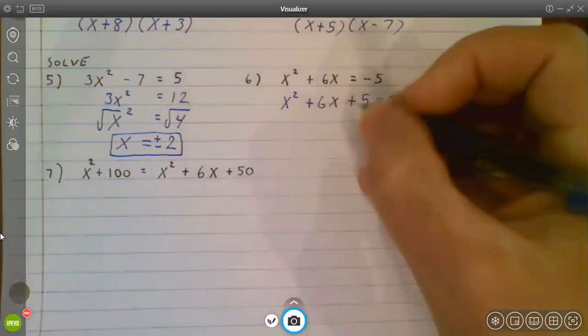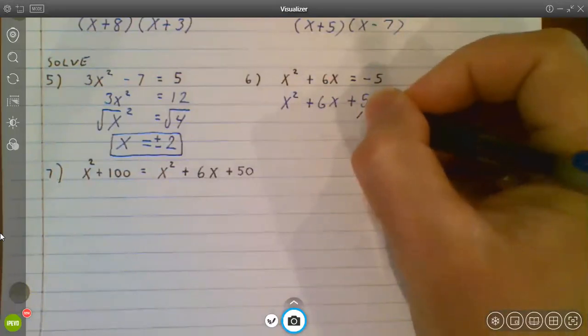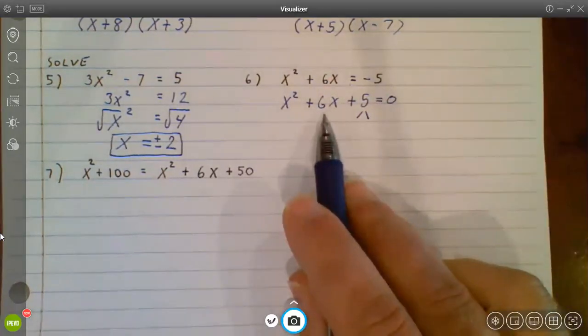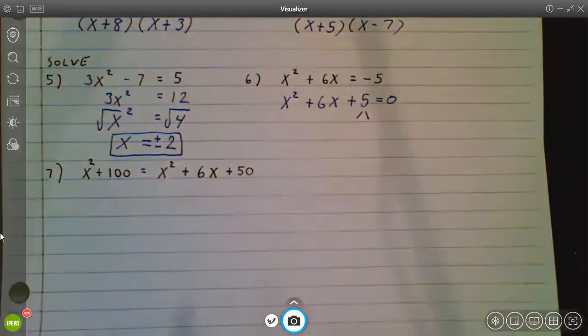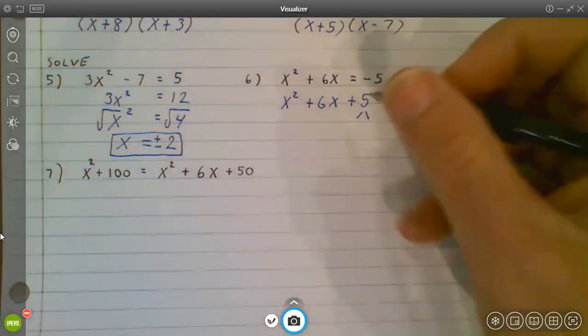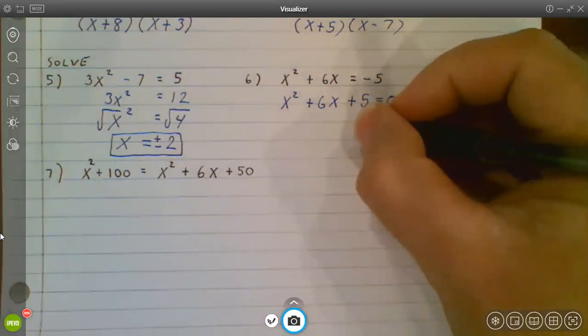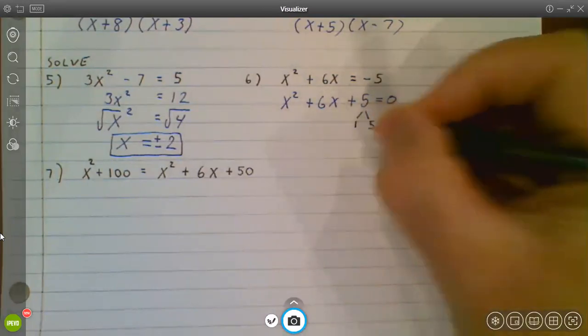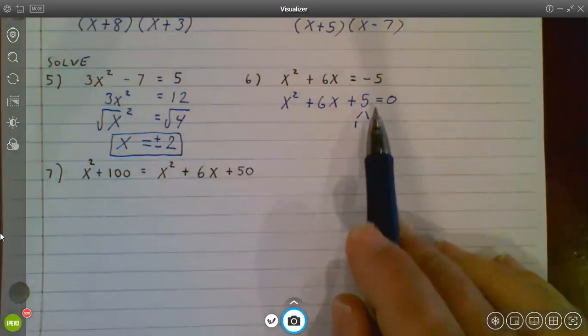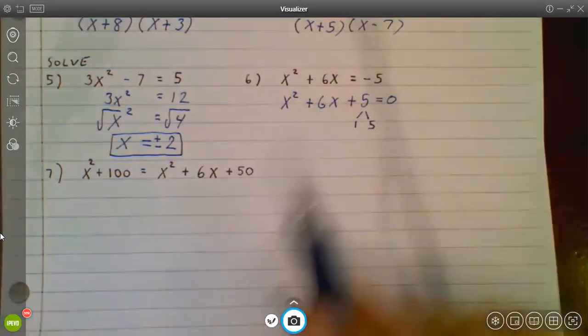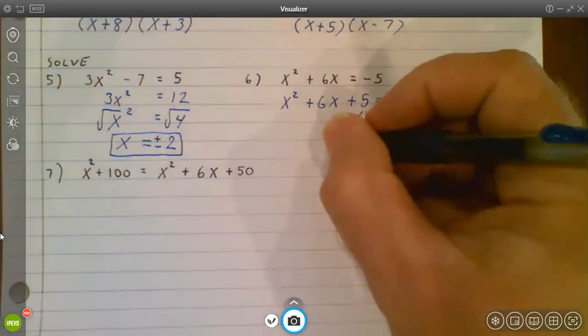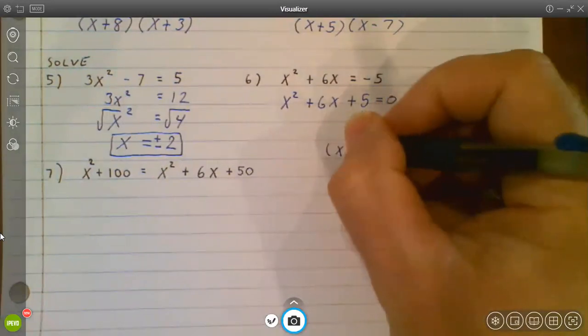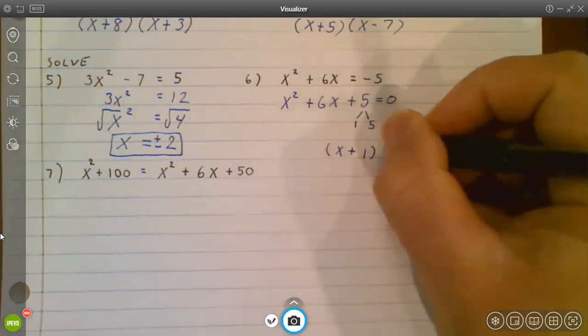So numbers that would multiply to be 5, that would add to be 6. We don't have too many options on this one, huh? 1 and 5. So those are the only two numbers that would multiply to be 5, that would add to be 6. So I know my factors are x plus 1 and x plus 5.